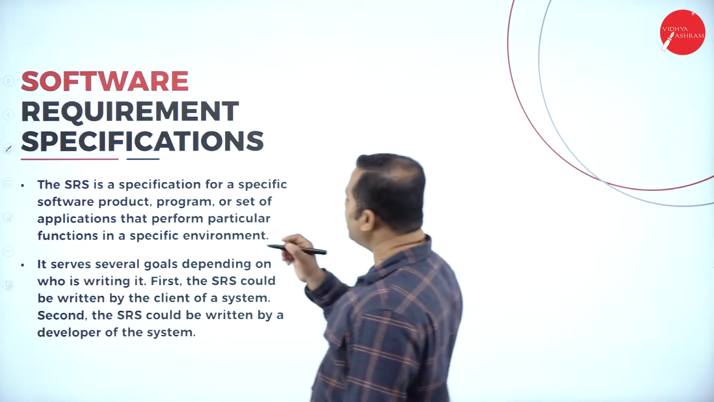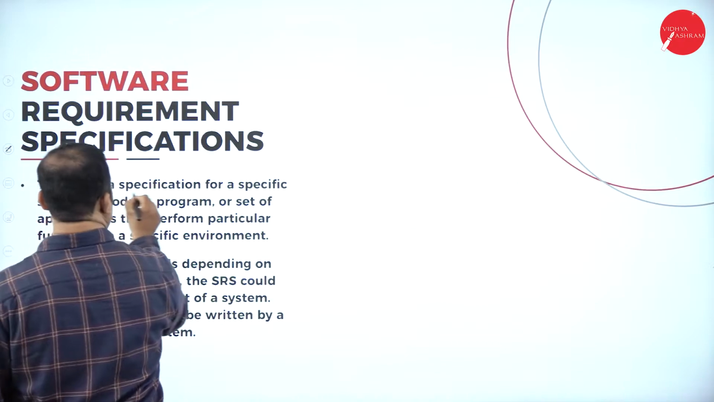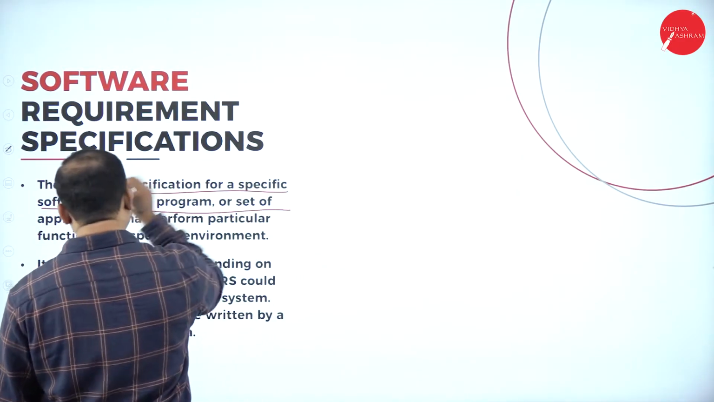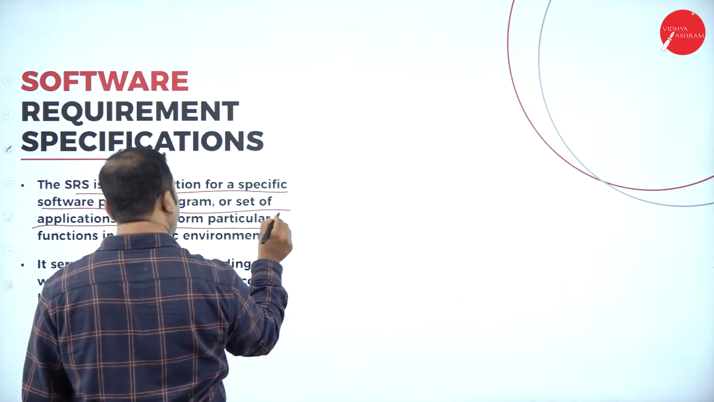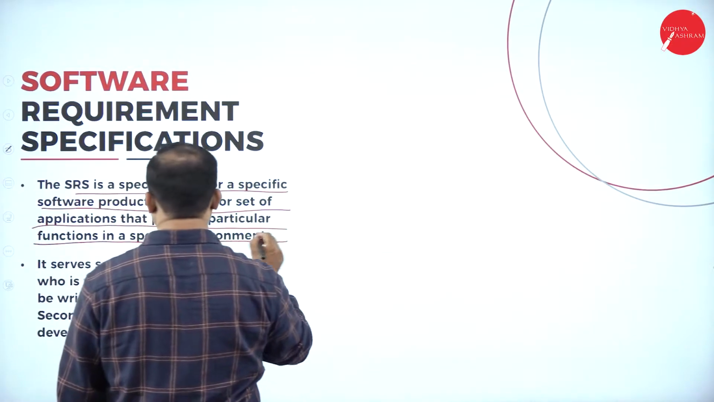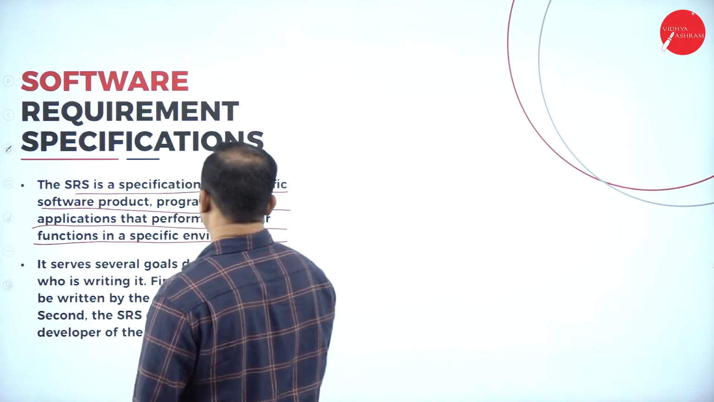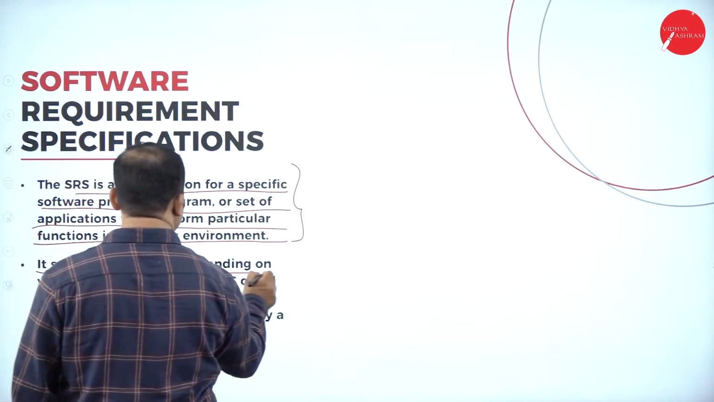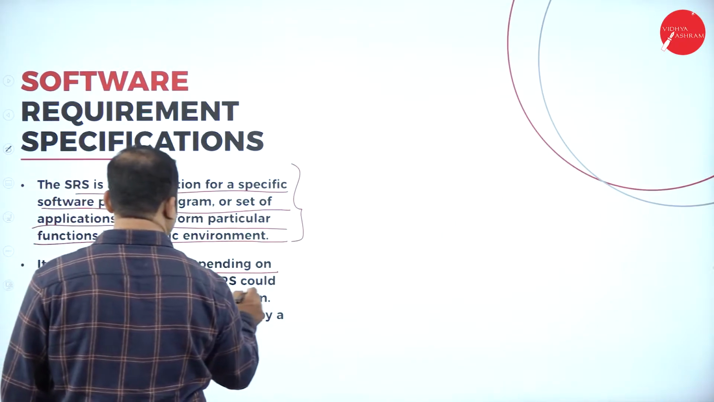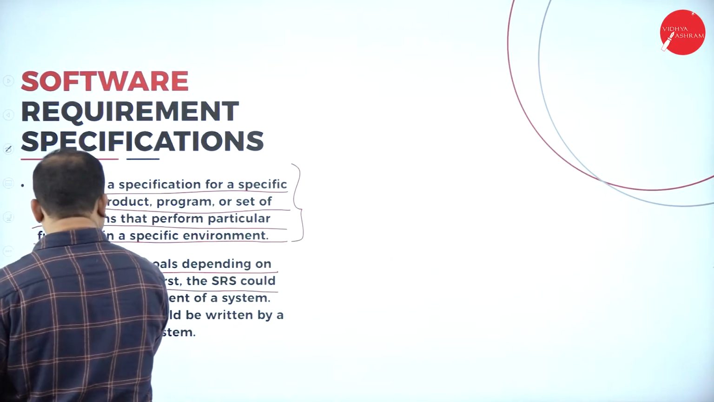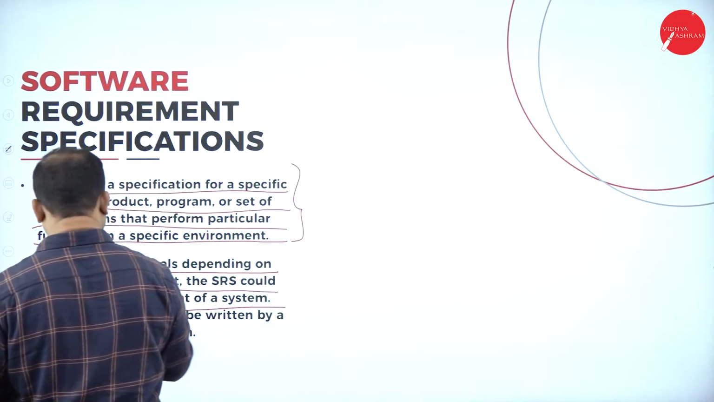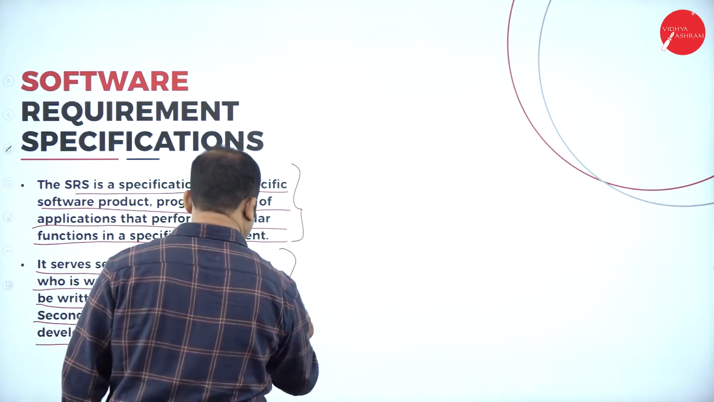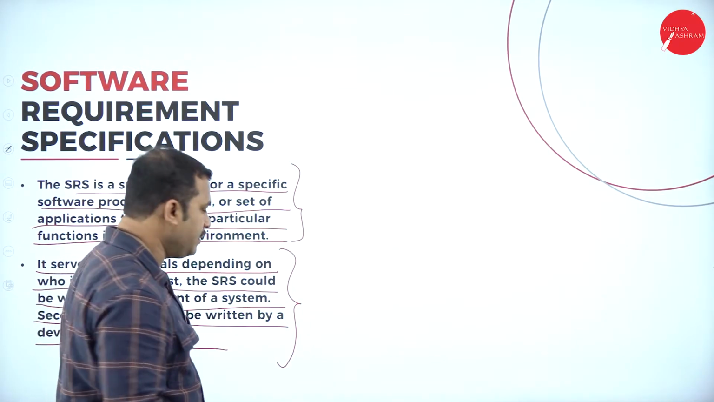So the SRS is a specification of a specific software product, program, or a set of applications that perform particular functions in a specific environment. It serves several goals depending on who is writing it. First, the SRS could be written by the client of a system. Second, the SRS could be written by a developer of the system. Please make a note of this point.